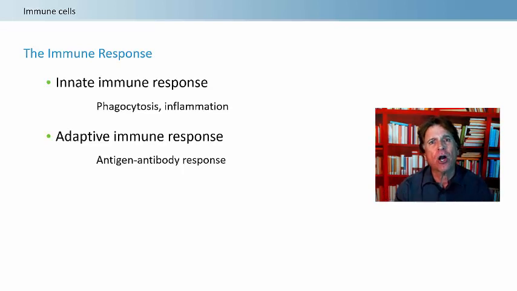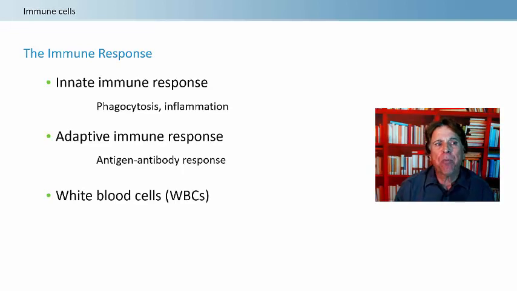So we have two parts of the immune response: the innate immune response, which is available immediately and addresses that infection as soon as your body detects it. And we have the longer range adaptive immune response, which involves antigens and antibodies, and it also leads us to a long-term immunity.